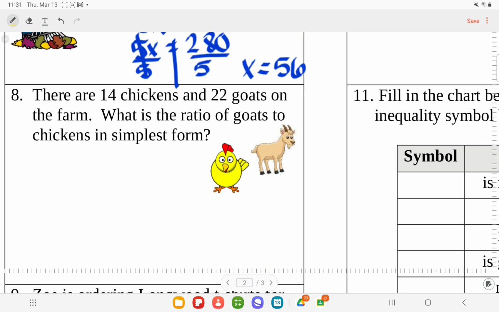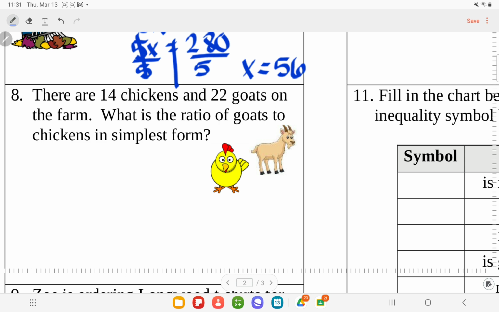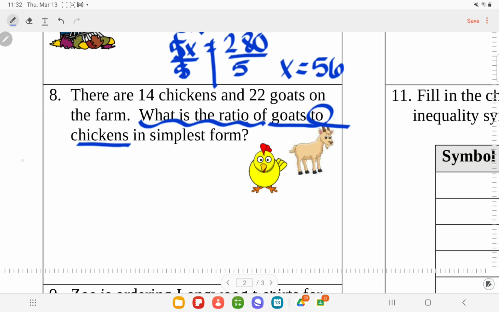Right. There are 14 chickens and 22 goats on the farm. What is the ratio of, that's my key phrase, of goats to chickens? There's my plan. We want goats on the top over chickens. In simplest form. So we're going to use a fraction because it's the easiest to simplify in our calculators.